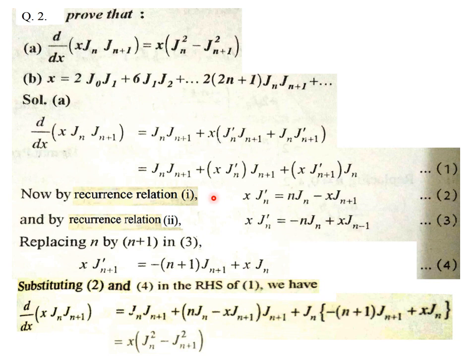Then using relation 1, x jn dash can be substituted, and then recurrence relation 2 is there with x jn dash. But like the previous problem, question number 1 part A, we replace n by n plus 1 in that second recurrence relation to get x jn plus 1 dash equals minus (n plus 1) jn plus 1 plus x jn plus 1 minus 1, meaning jn.